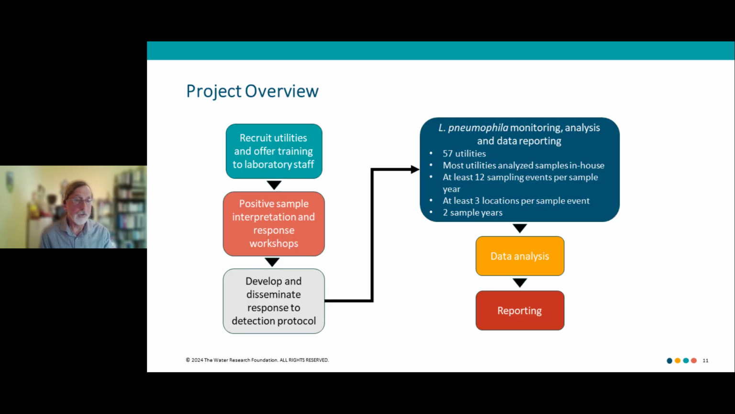The project overview: we first, and this was primarily Mark, recruited utilities and offered training to the laboratory staff. They were given training, and we had workshops to help decide how positive samples should be addressed. We developed and disseminated the protocol that came out of those workshops. Then came the center point of the project, monitoring, analysis, and data reporting for Legionella pneumophila, and Mark will walk you through that, data analysis and reporting.